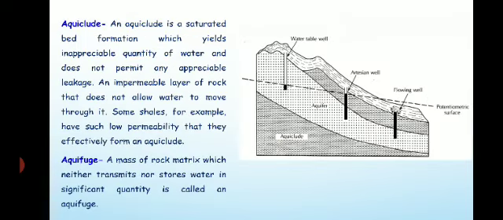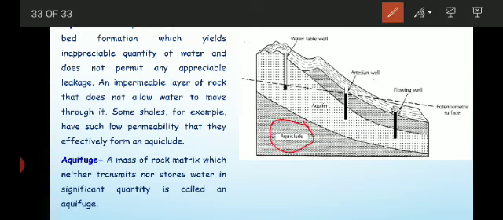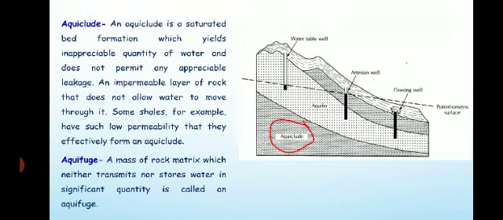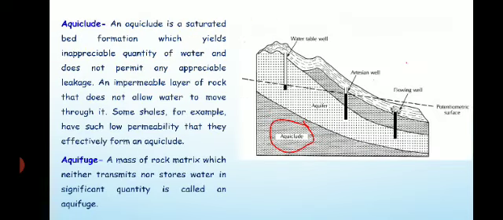Then two more terms, that is aquiclude and aquifuge. So aquiclude, here you can see in the figure, this is an aquiclude. An aquiclude is a saturated bed formation which yields inappreciable quantity of water and does not permit any leakage. There is no leakage. It will have water, but there is no leakage. But in an aquitard, what we saw, there is water and there is also leakage.